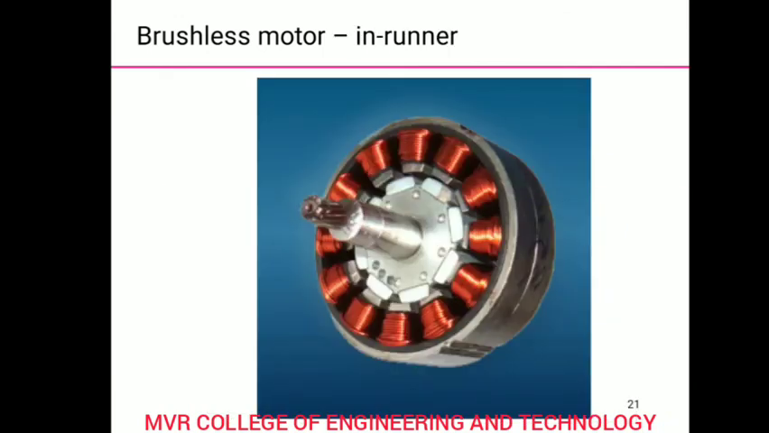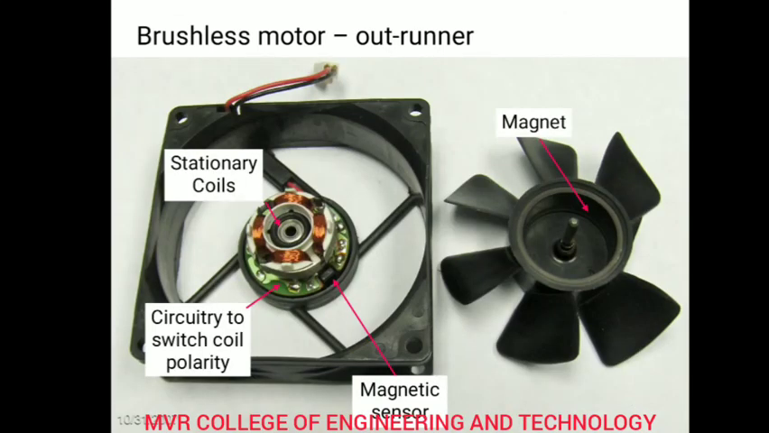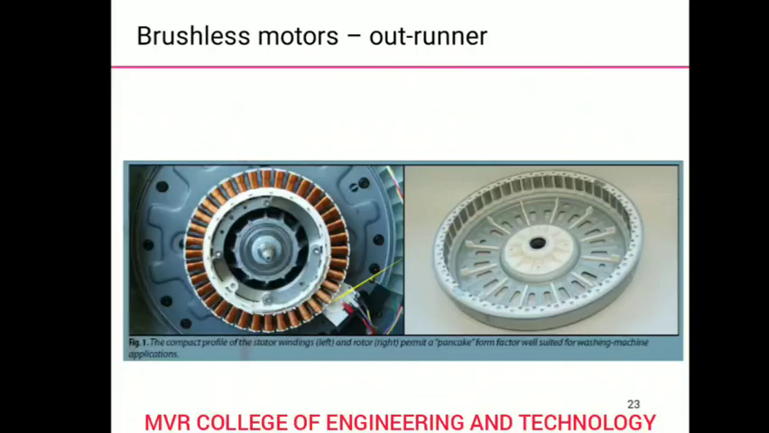This is about the brushless motor. You can see the brushless motor inner runner, and the brushless motor outer runner. Like this, there are stator coils and circuitry to switch the polarity, magnetic sensor, and magnets. You can see the magnet for the rotor is a permanent magnet, and the stator has a winding. So this is about brushless motor construction.